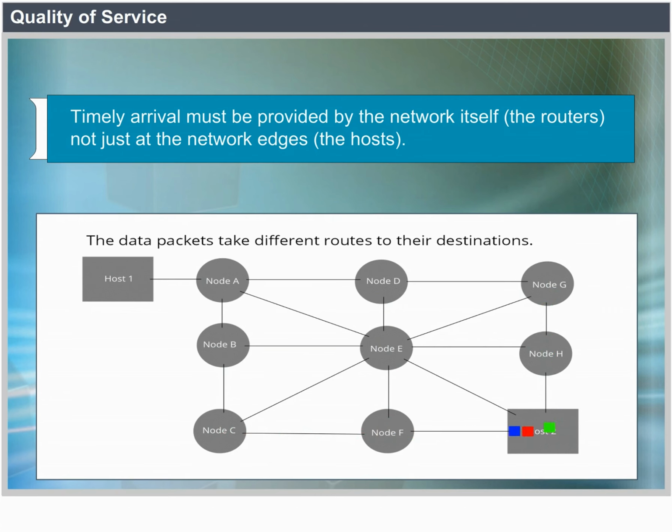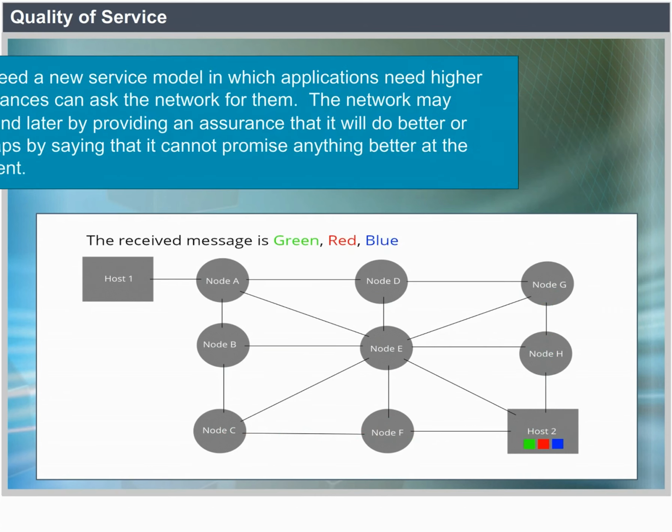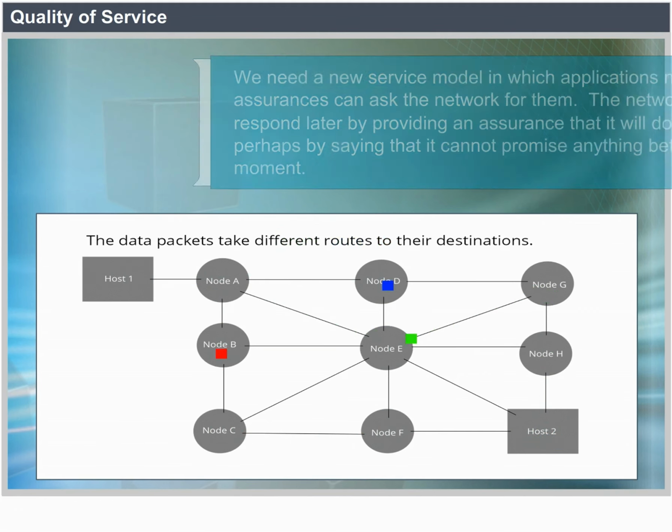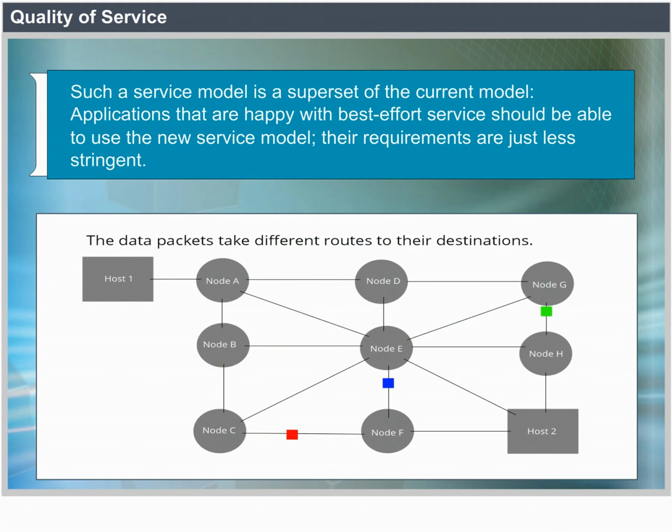We need a new service model in which applications that need higher assurance can ask the network for them. The network may then respond by providing an assurance that it will do better, or perhaps by saying that it cannot promise anything better at the moment. Such a service model is a superset of the current model. Applications that are happy with best effort service should be able to use the new service model. Their requirements are just less stringent.